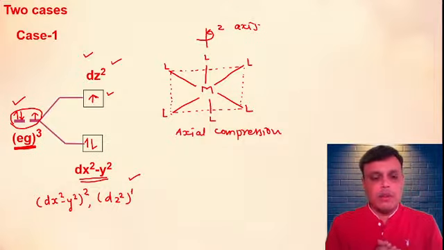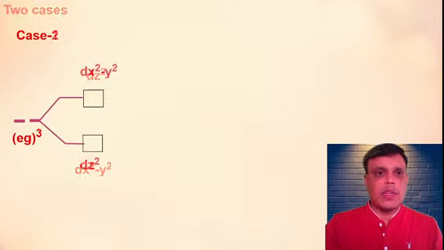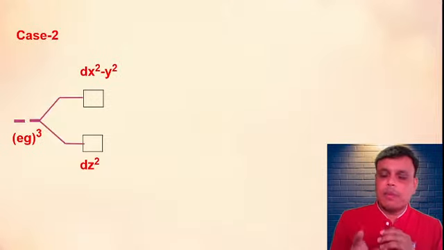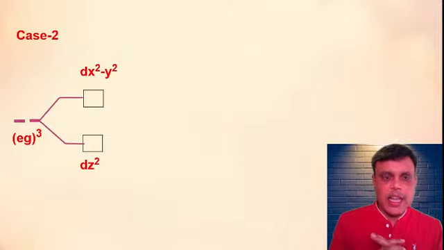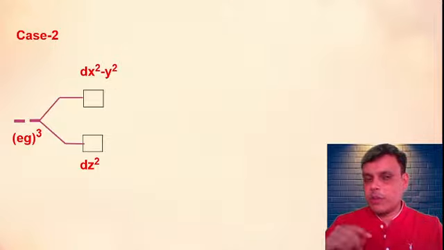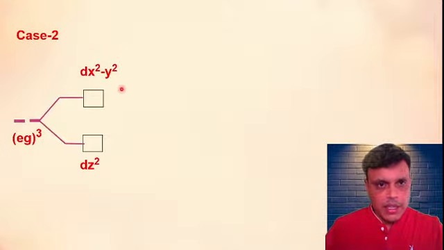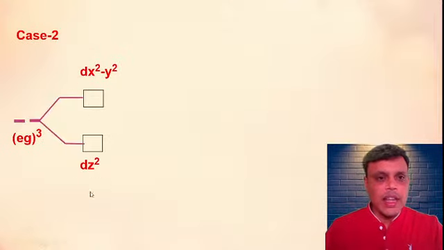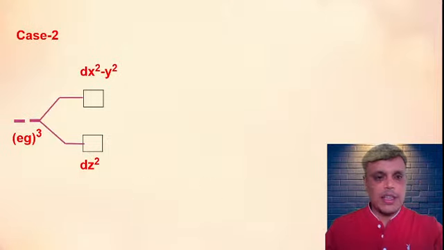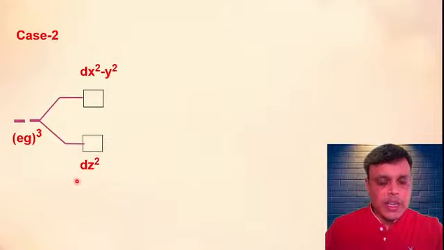Now we will see the case number 2. In the case number 2, what is the condition? केस नंबर 1 के एग्जैक्ट अपोजिट कंडीशन है. केस नंबर 1 में dx स्क्वायर माइनस y स्क्वायर ये ऑर्बिटल लोअर इन एनर्जी था, एंड dz स्क्वायर हायर इन एनर्जी था. इसमें एग्जैक्टली अपोजिट कंडीशन है. Here dz square is lower in energy and dx square minus y square is higher in energy.